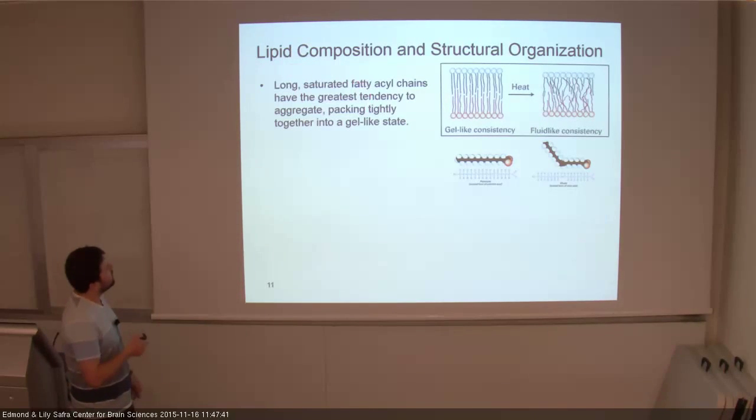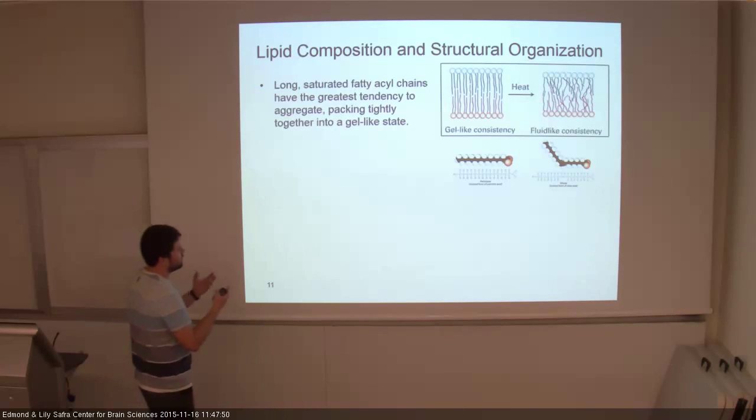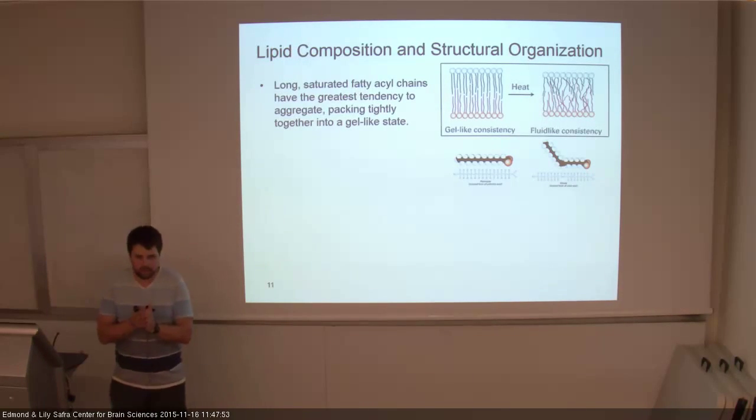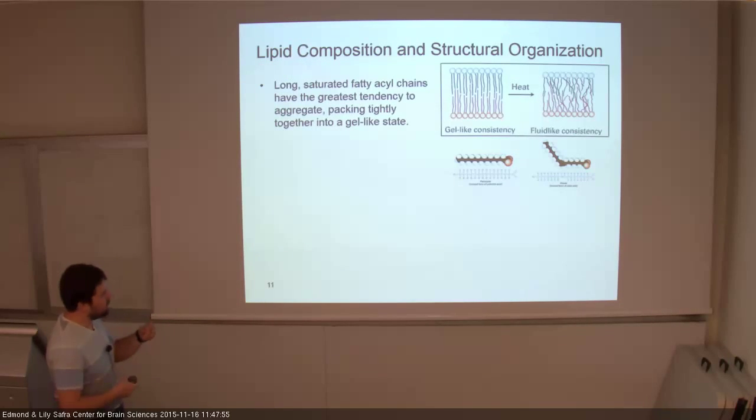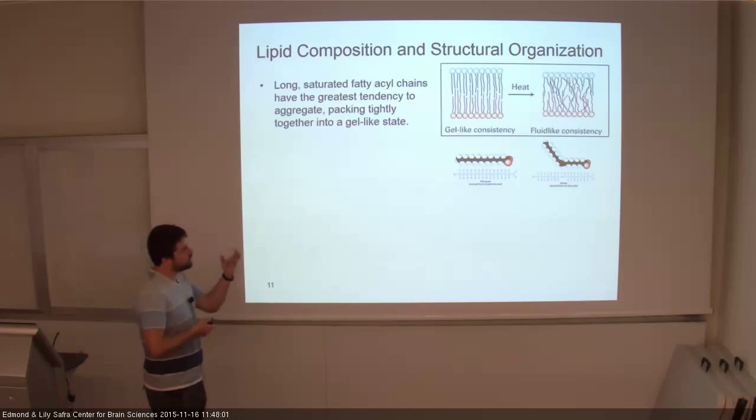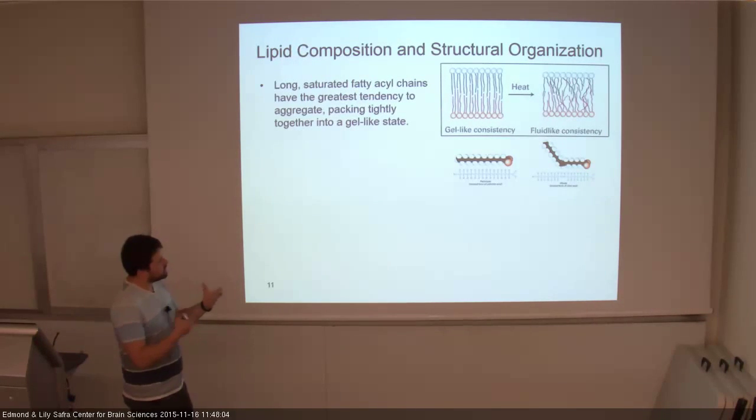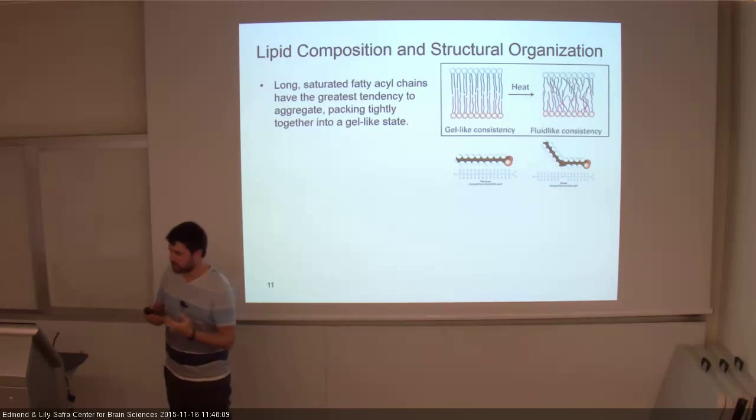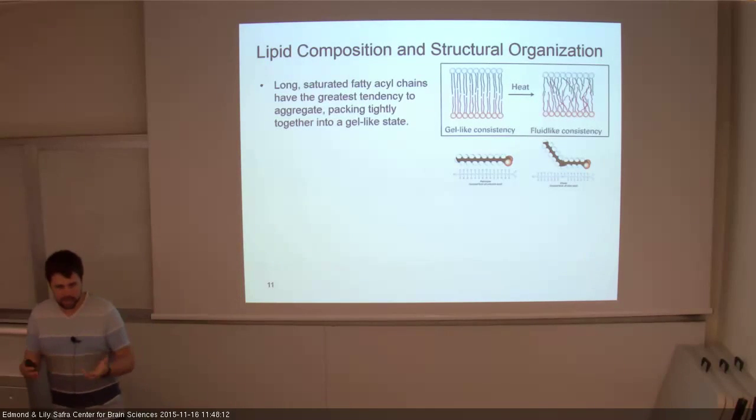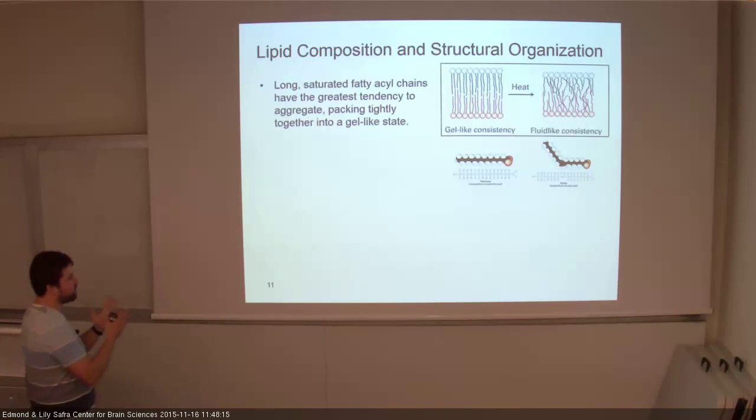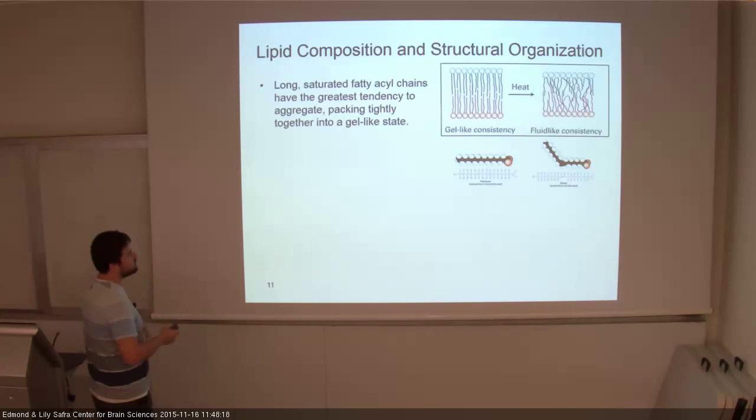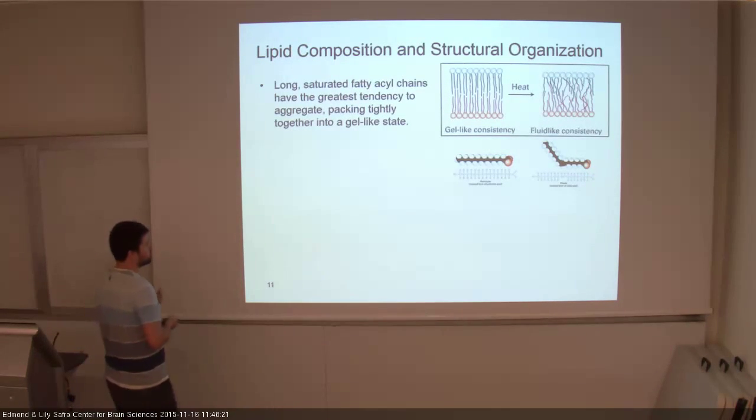So in general, if this molecule is long and saturated, meaning it's linear, then it will have a greater tendency to aggregate and to be in a gel-like consistency. Okay. But if you apply heat to this structure, because of the energy in this structure, then you will have a fluid-like consistency. In a sense, it's like taking butter and melting it on a pan. Then you're breaking all the interactions between the fats, and you're creating a fluid-like consistency.